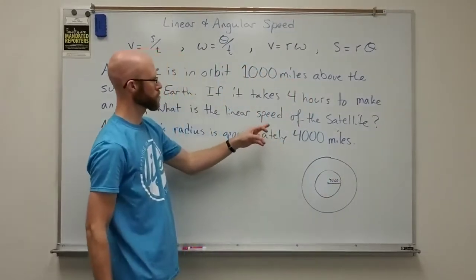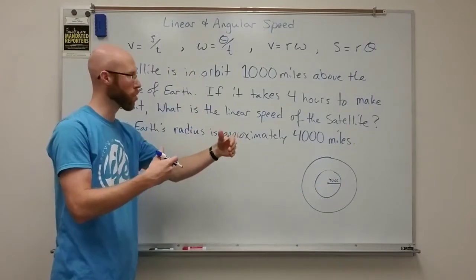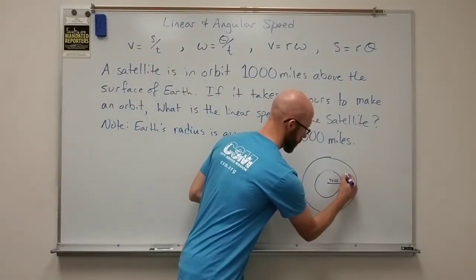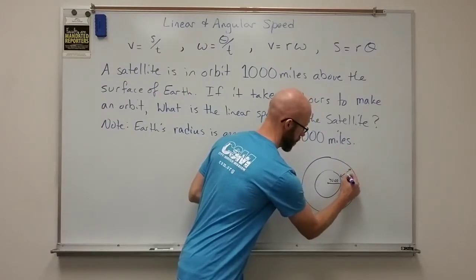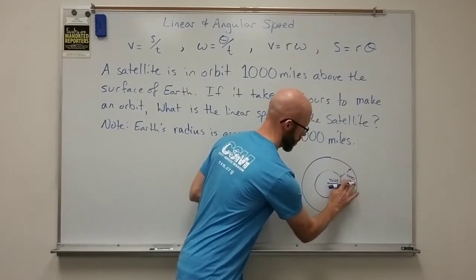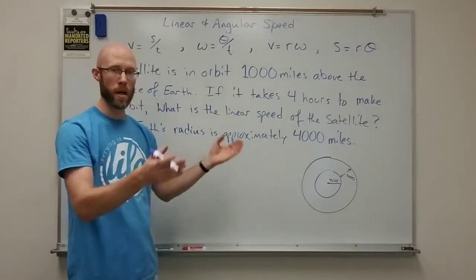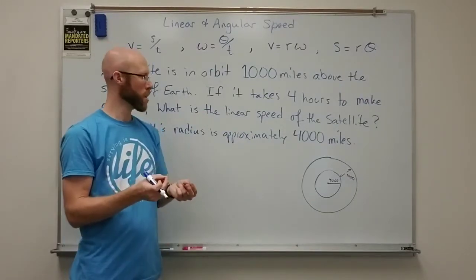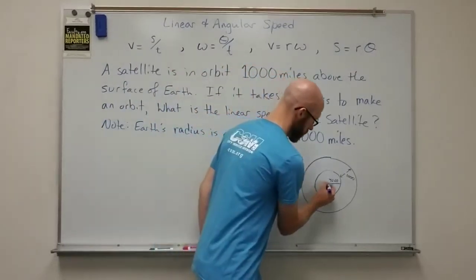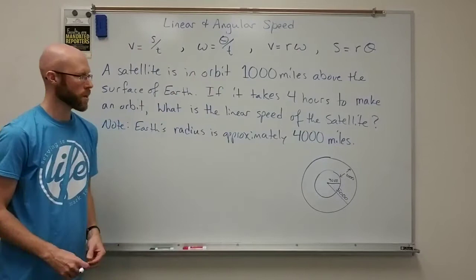And then the distance between the two circles, the surface of the Earth and the orbit, is 1,000 miles. Okay, so between those, that's 1,000 miles. And so the total radius of the orbit from the center of the Earth is going to be 5,000 miles, right? So the final radius there is then 5,000.